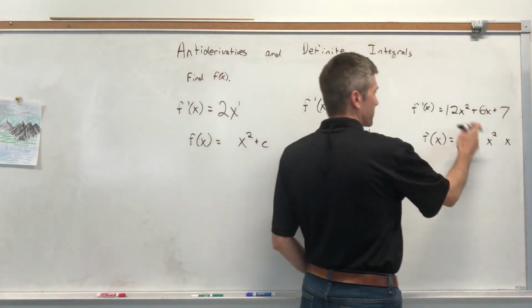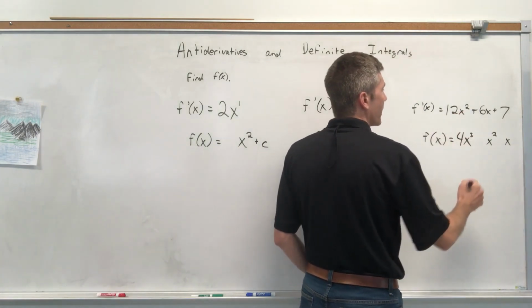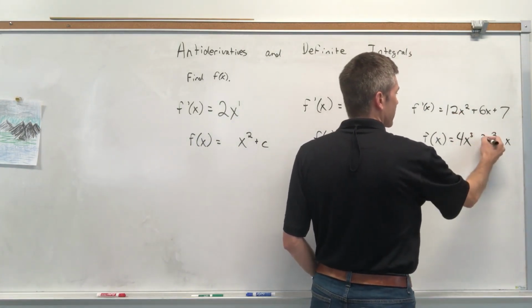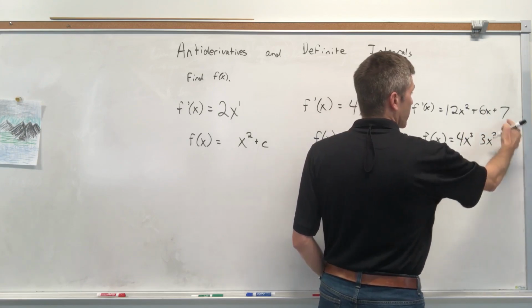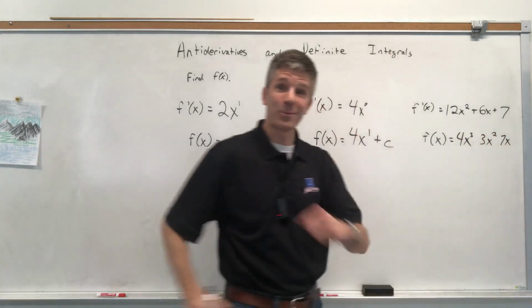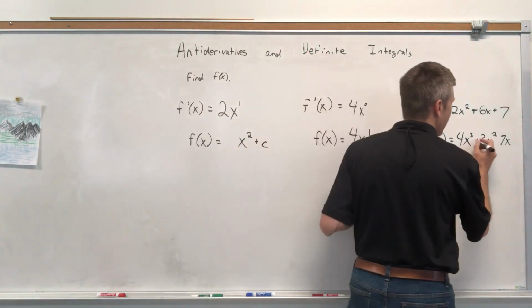So something times 3 gives me 12, must be 4. Something times 2 gives me 6. Something times 1 gives me 7. Well, I guess I'm done. No, I'm not. Gotcha. Everything's positive, by the way.